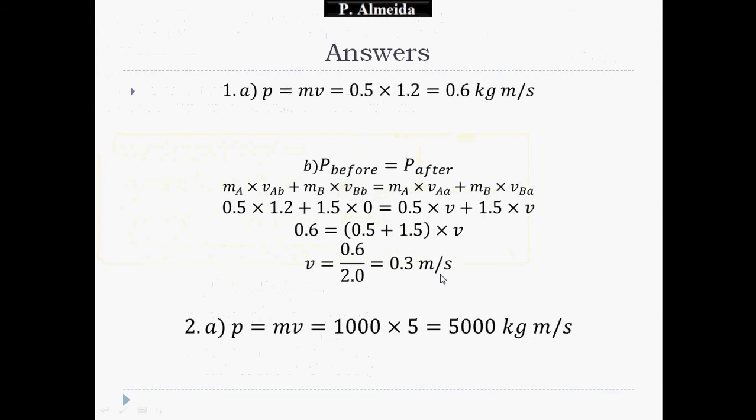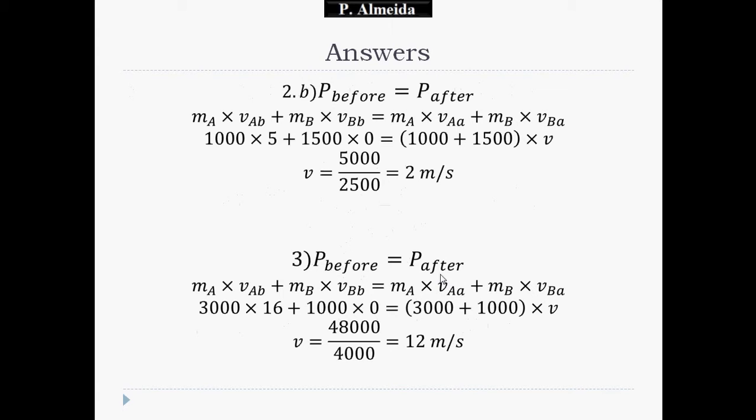So again, we pick our long equation. Momentum before equals momentum after. So velocity of the first one times the mass of the first one before the collision, plus velocity of the second one times the mass of the second one before the collision, equals velocity of the first times mass of the first one after the collision, plus velocity of the second times the mass of the second after the collision.